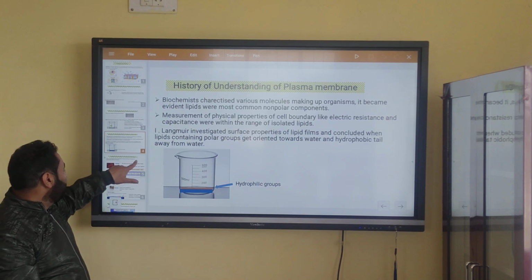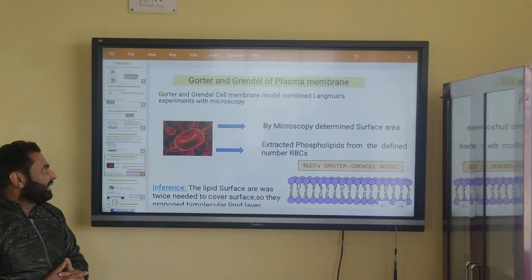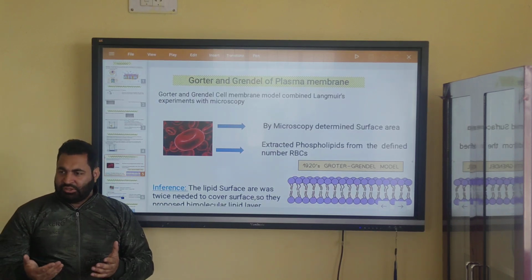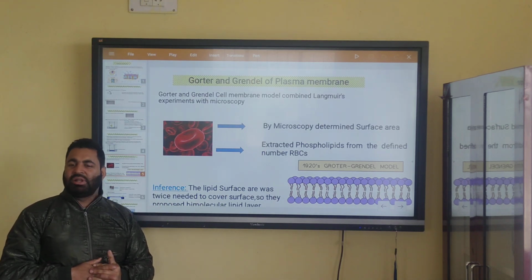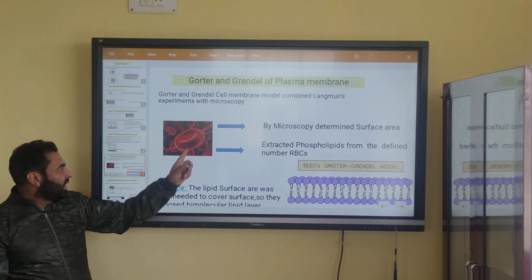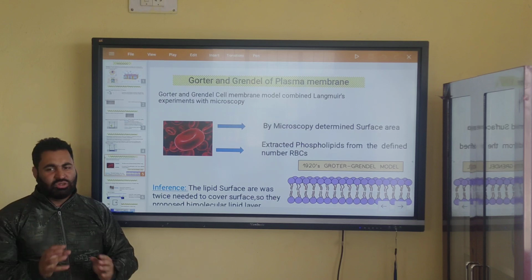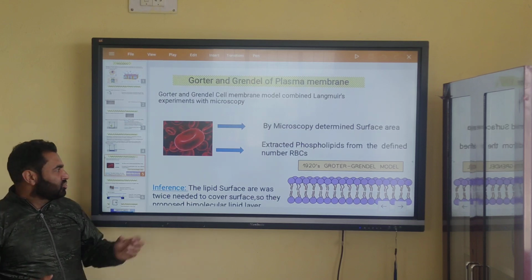Based on Langmuir's observation, Gorter and Grendel extended the study. They took RBCs, red blood cells. Red blood cells are very simple cells. They have only one membrane, the plasma membrane. They don't have any organelles, so there are no organelle membranes or endomembranes. The endomembrane system is not present in RBCs.